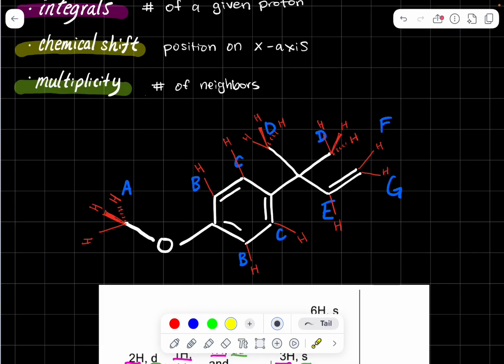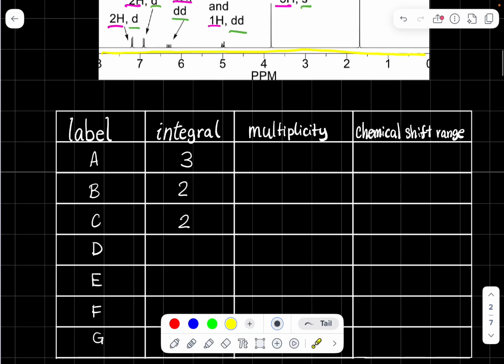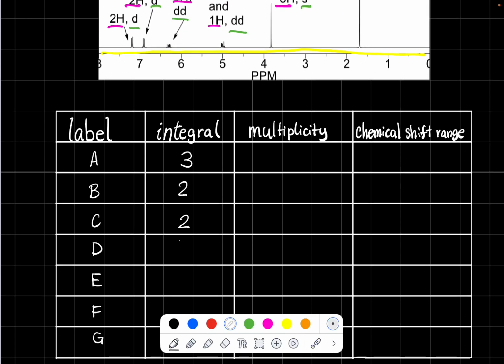Next, let's count how many label Ds we have. We have 1, 2, 3, 4, 5, 6, so the integral is 6. The reason these protons are the same label is because single bond rotation allows them to rotate and occupy the same space. So, the integral of label D is 6.